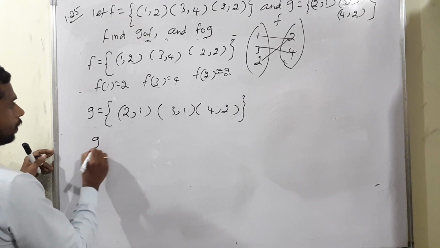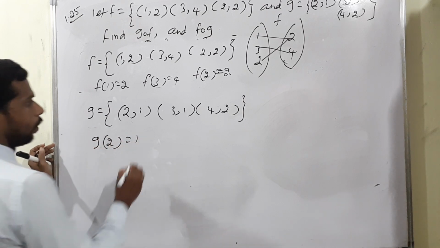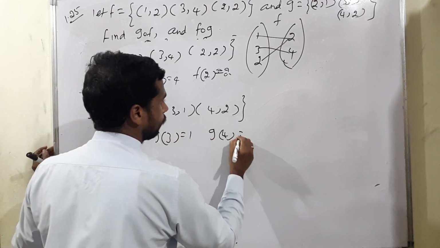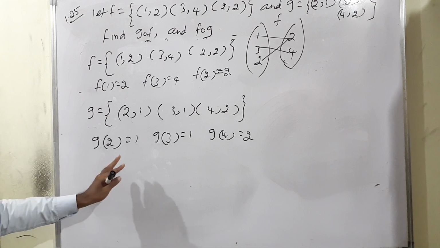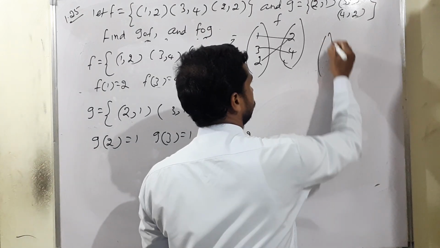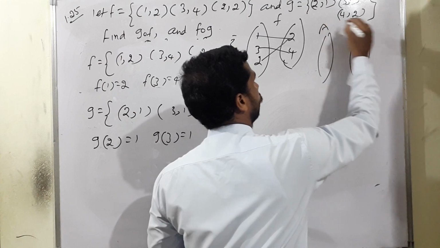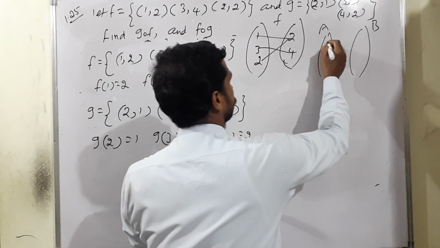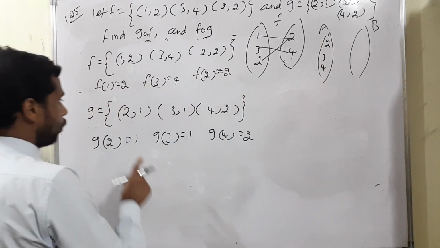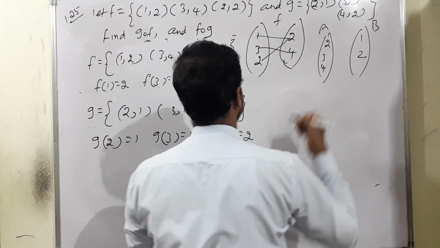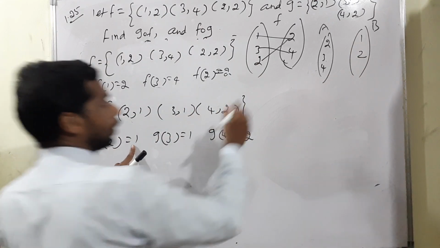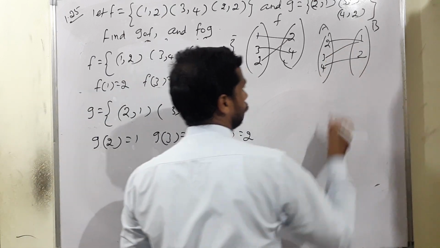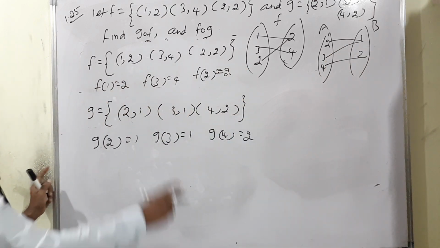What is the mapping? g of 2 is equal to 1, then g of 3 is equal to 1, then g of 4 is equal to 2. Now look at this, this is also how to make the arrow diagram. This is the domain and this is called the codomain. The domain is 2, 3, 4, and the output is 1 and 2 only. Here 2 is mapping to 1, at the same time 3 is mapping to 1, and the last one, 4, is mapping to 2. So we have found the output.